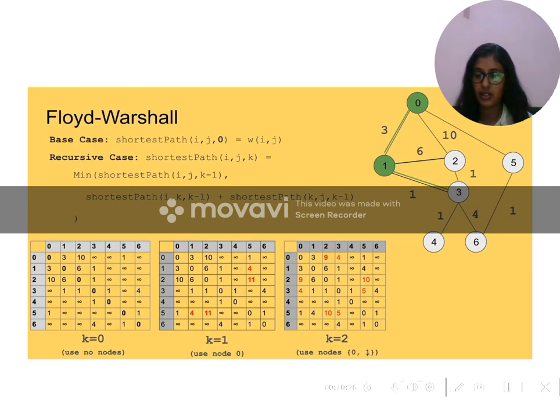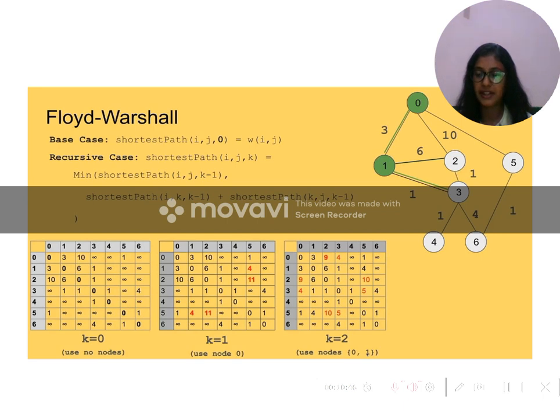Let's look at one more case, which is 2 to 5. It used to be 11. Now I can go from 2 to 1, then to 0, and then 0 to 5, for the cost of 6 plus 3 plus 1, which is 10.